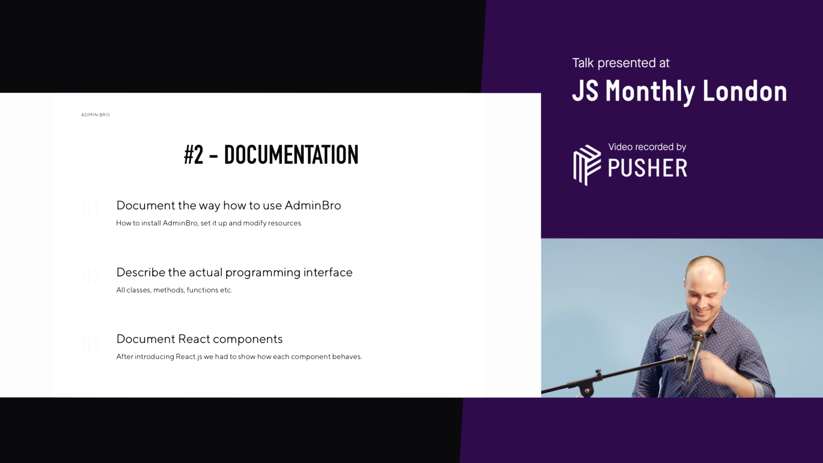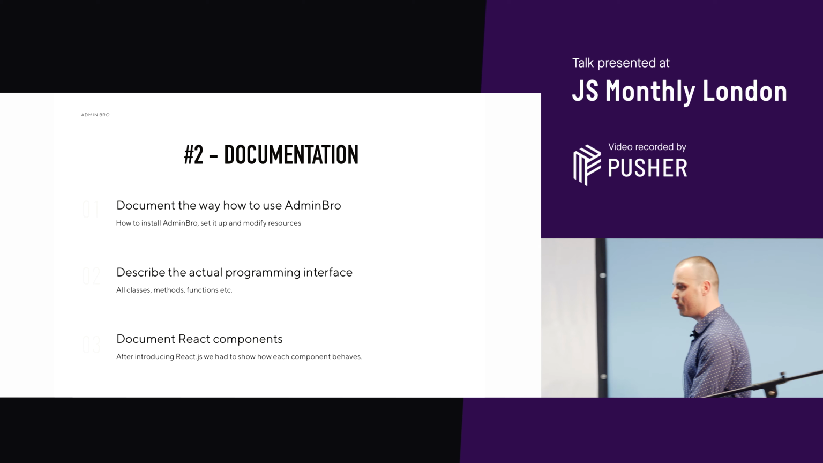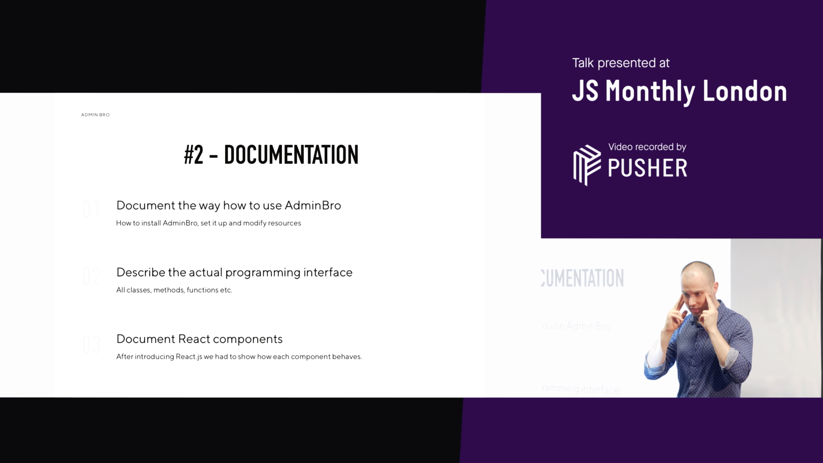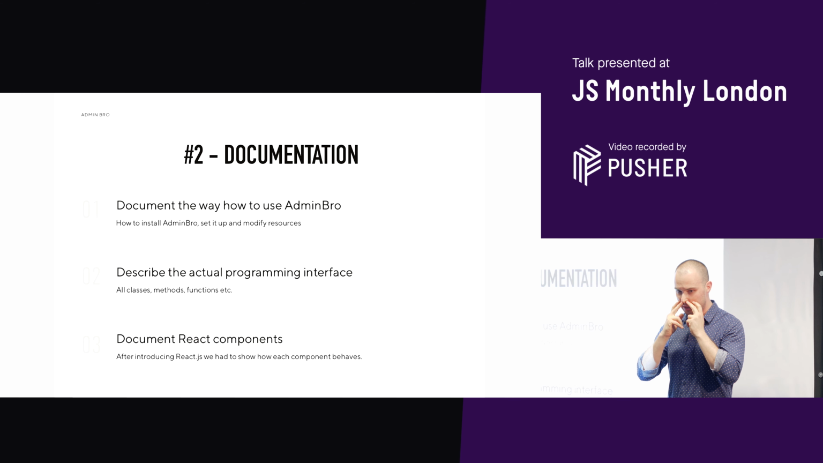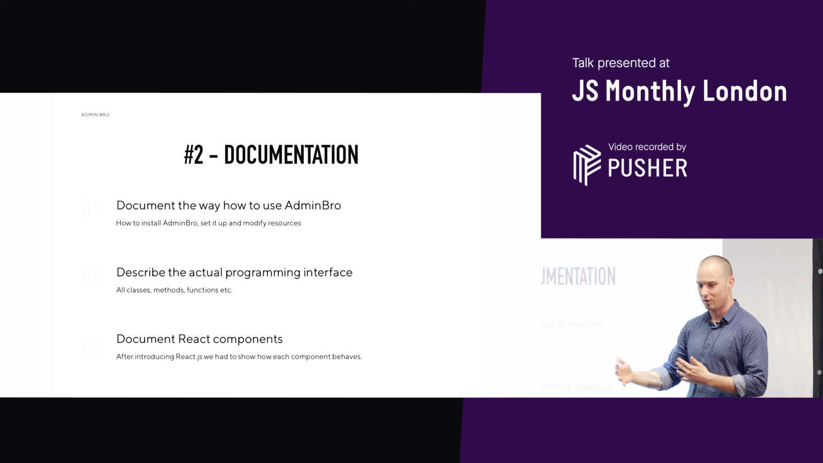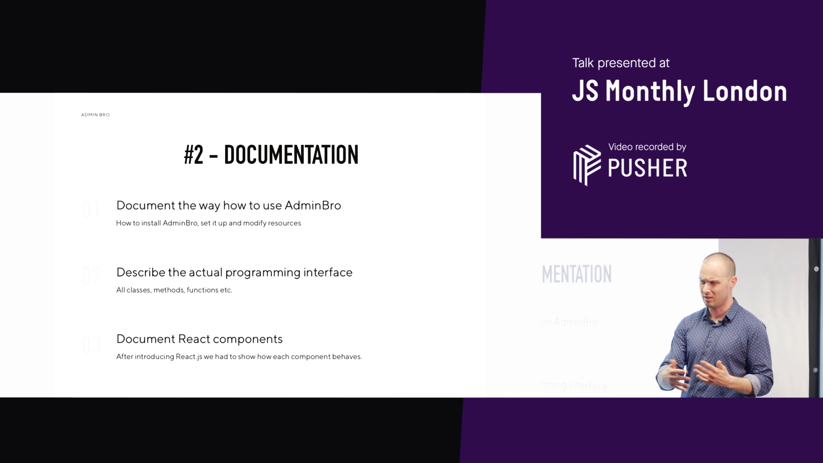Perfect. The second thing is the documentation. This is huge. So when you start working on open source software, the crucial thing is documentation, because this is the connection with developers. And there's a thing called curse of knowledge. You know about curse of knowledge?